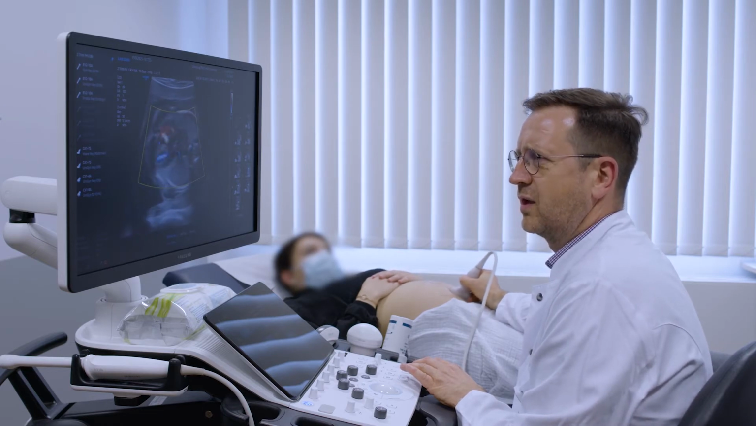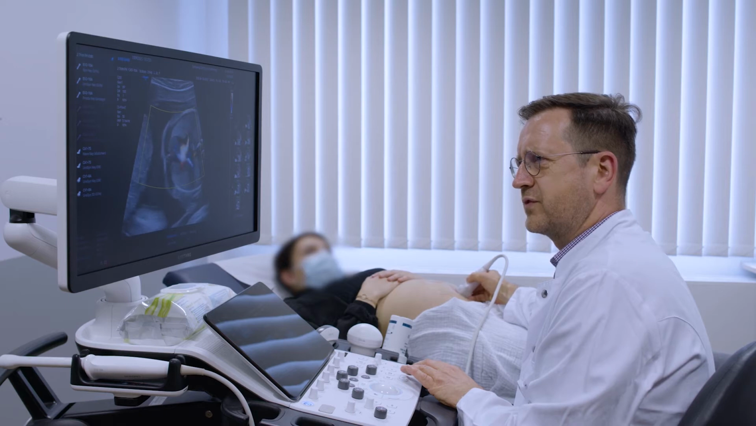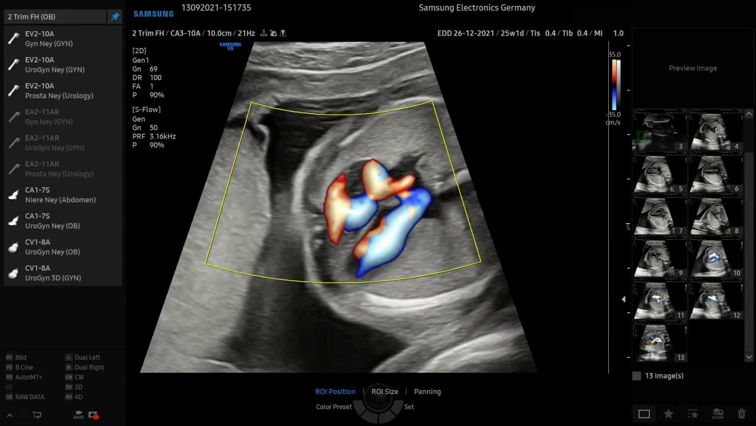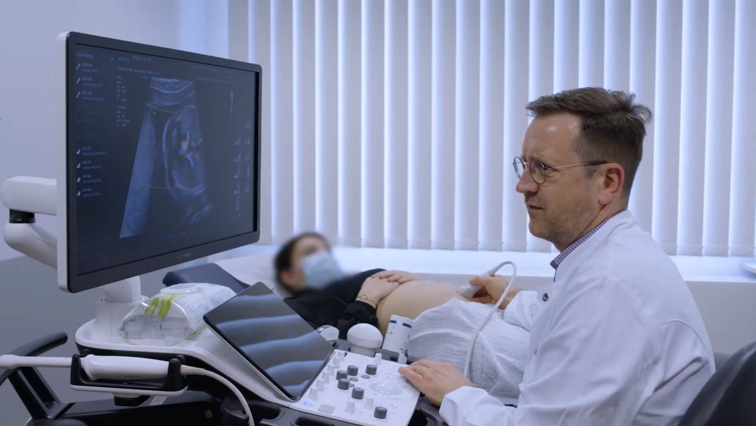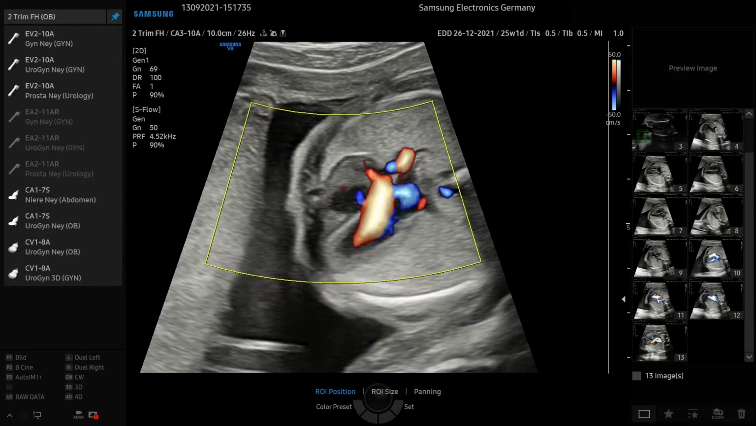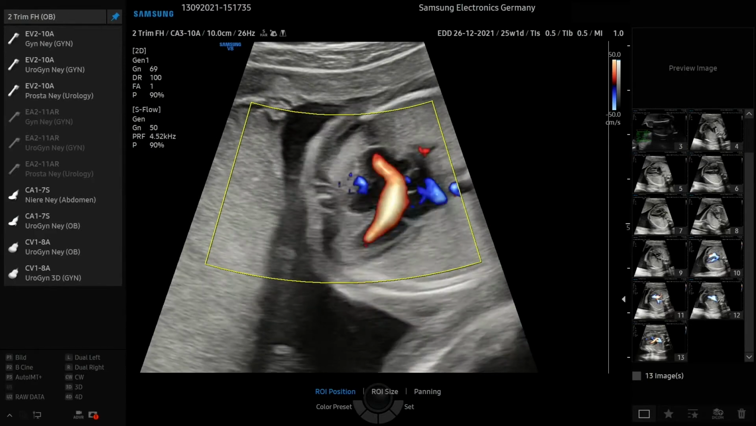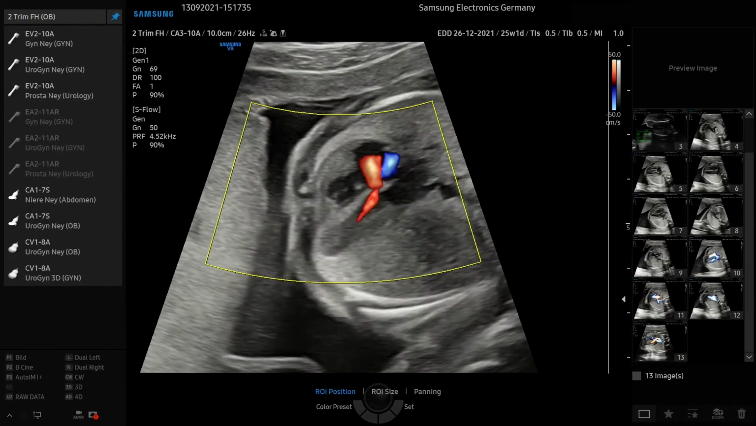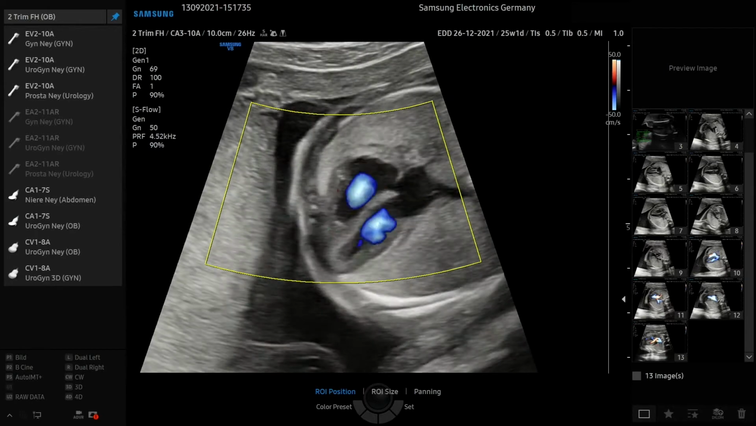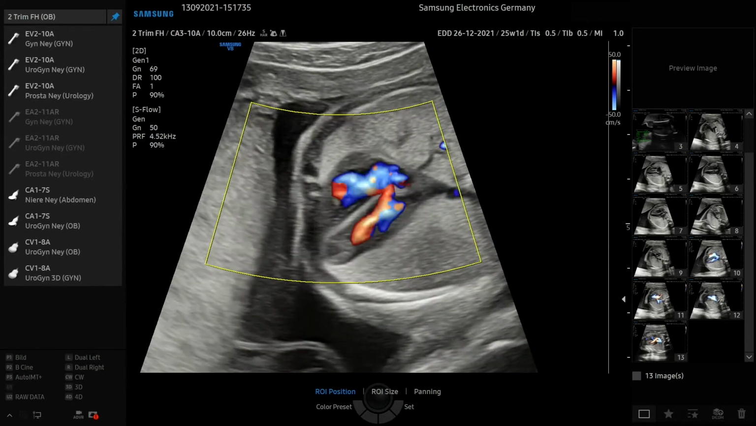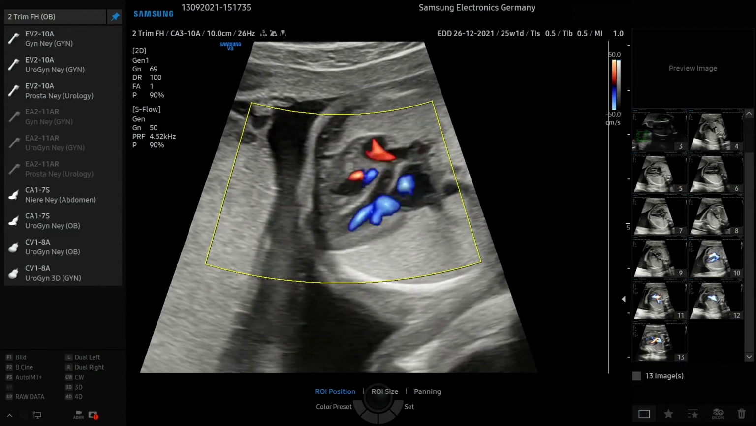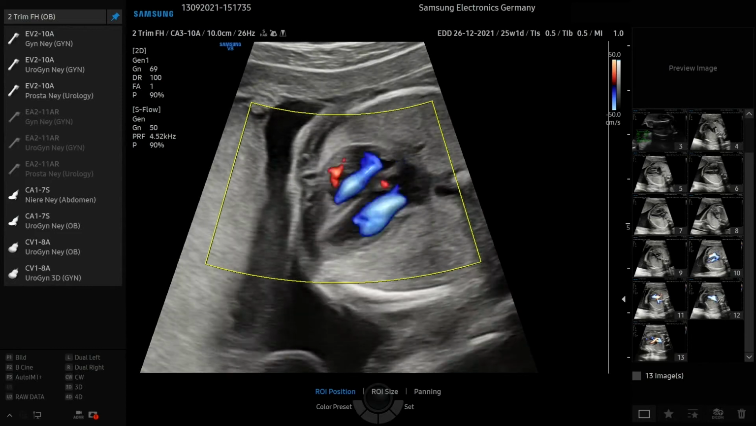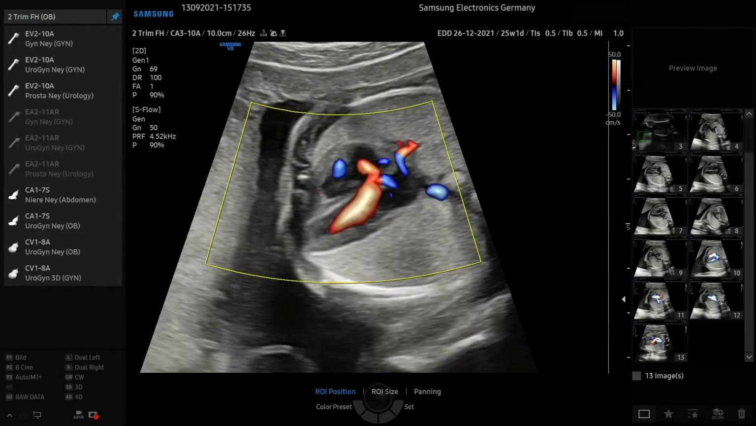I can just move the transducer a little bit to see the apical four-chamber view, and when you reduce the color gain a little bit more, you can get an impression if there's any reverse flow, any insufficiency of the AV valves, and you see there's no insufficiency of both valves.